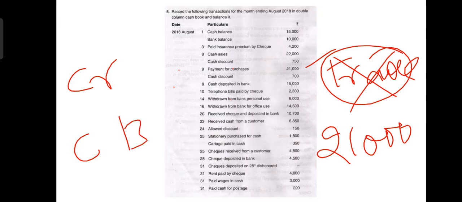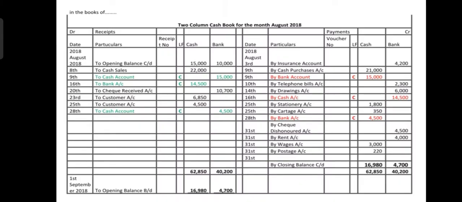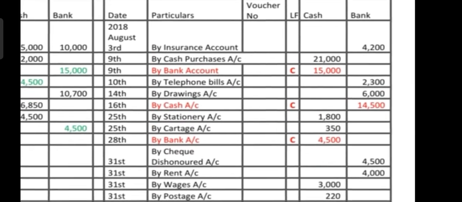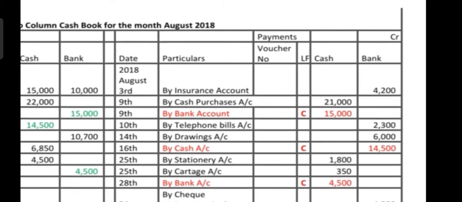The same we are doing now here. So go to the cash book, we are making a payment of 21,000. See here, on the payment side, on the 9th it is happening. By cash purchases it is 21,000.